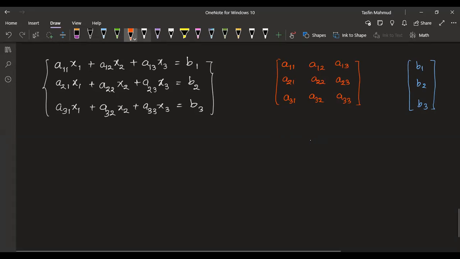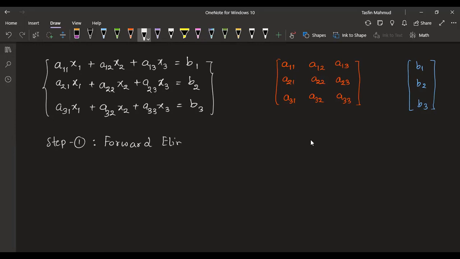So the approach of Gaussian elimination consists of two steps. The first step is called forward elimination. And step 2 is called backward substitution. These are the two steps we are going to follow for Gaussian elimination.